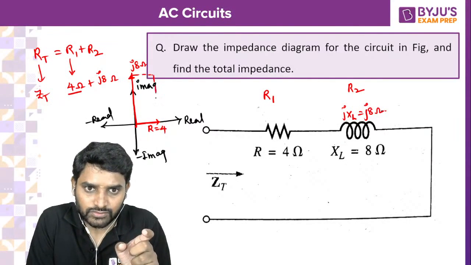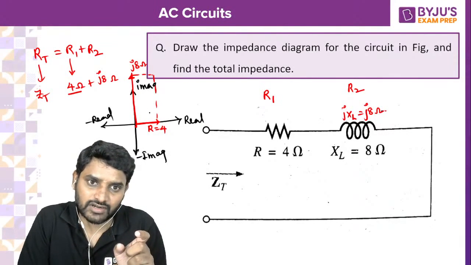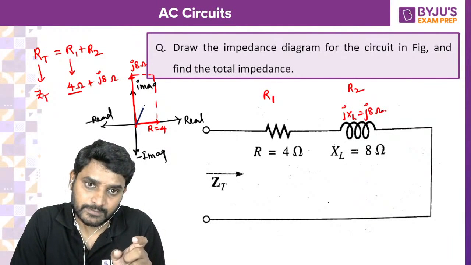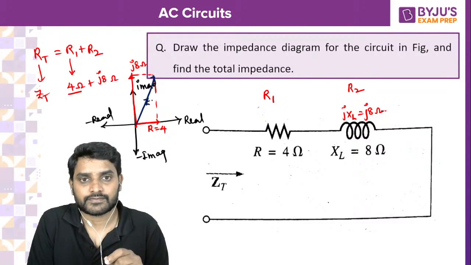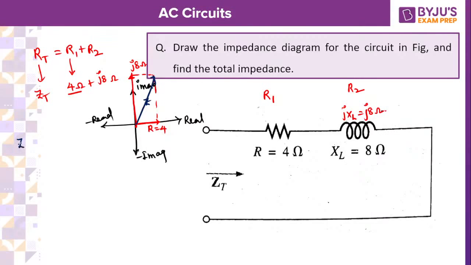Now the summation of these two is the resultant value that is called impedance. You can get the magnitude also if you want. The magnitude of the impedance is going to be the root of 4 squared plus 8 squared, 16 plus 64. That is 80. Root of 80. You are going to get approximately 9, because root 81 is 9. Maybe 8.9 or like that, approximately.